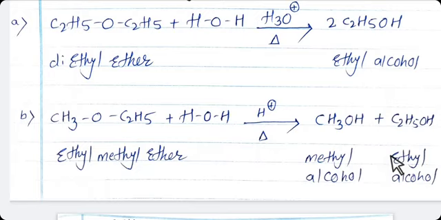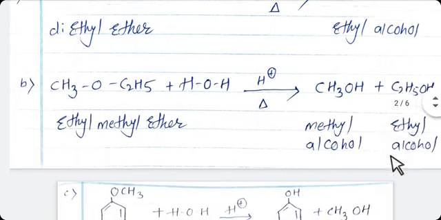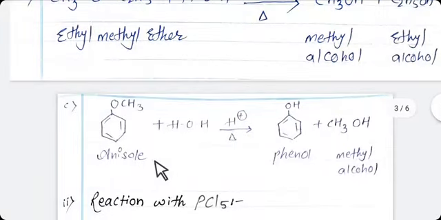In the same way, aromatic ether forms phenol. We are taking an example of anisole. Anisole, when it reacts with water or undergoes acidic hydrolysis, oxygen reacts with hydrogen to form phenol, and the CH3 group reacts with OH, means methyl group reacts with OH to form methyl alcohol. So in this way, ether heated with dilute sulfuric acid undergoes hydrolysis and forms alcohol and phenol.